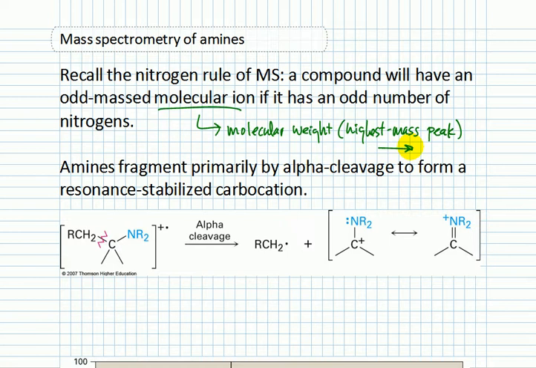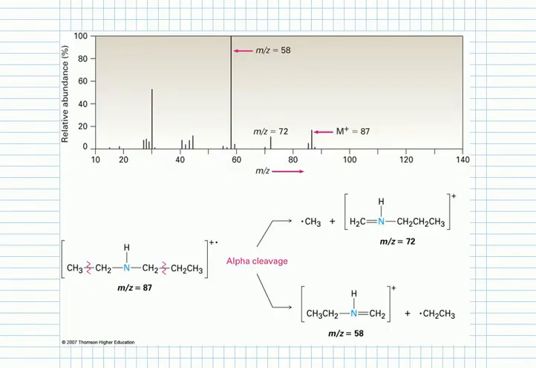Amines will fragment themselves by alpha cleavage, which, remember, if we look at our N, right, that's right here, and if I find the CC bond that's closest to that N, fragmenting that is alpha cleavage, and that leaves a carbocation next to the N, which is resonance stabilized. So that's why alpha cleavage is so important. It makes the stable carbocation, which will show up at very high abundance in mass spec.